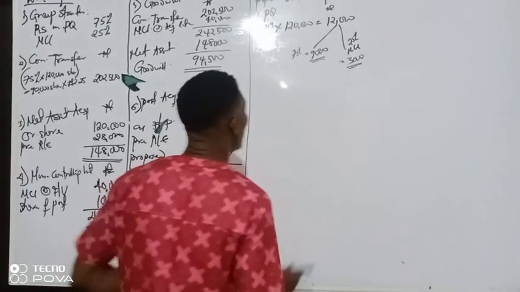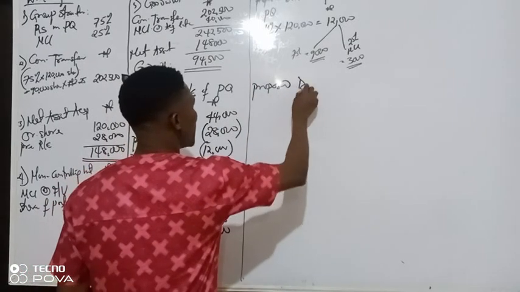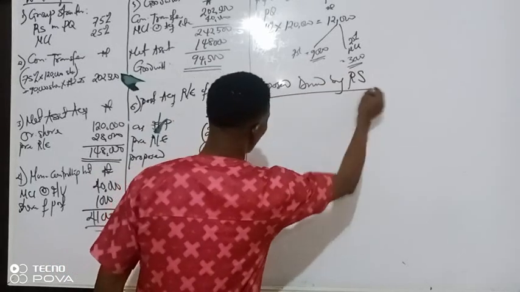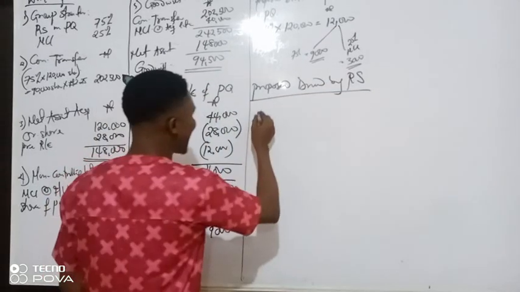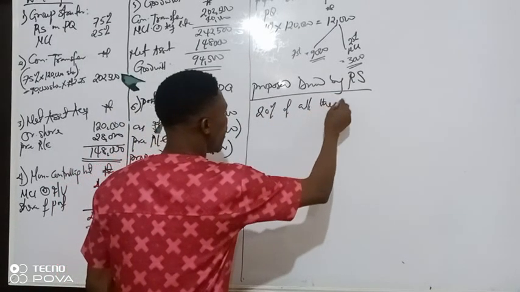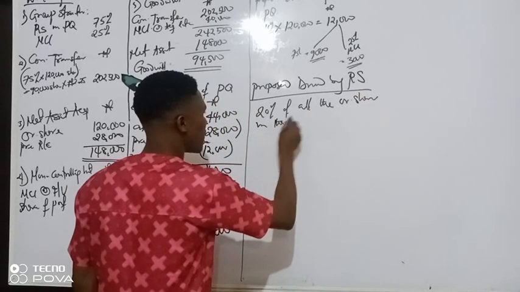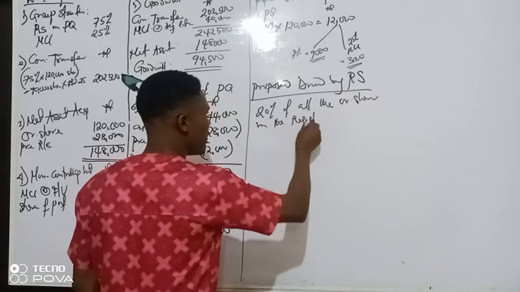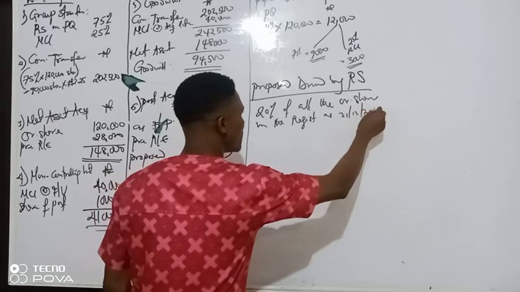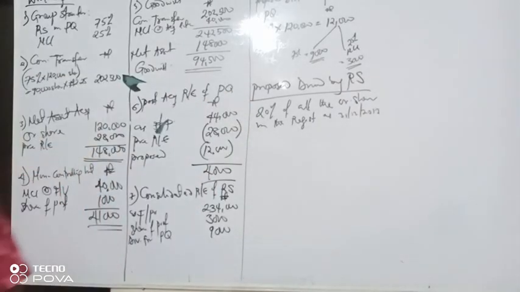Away from that, let's go to the proposed dividend by the parent now. Please pay attention to this place. The proposed dividend by RS: we want to declare 20% on all the ordinary shares on the register. For the question, on the register as at when? 31st December 2013. And we said that.